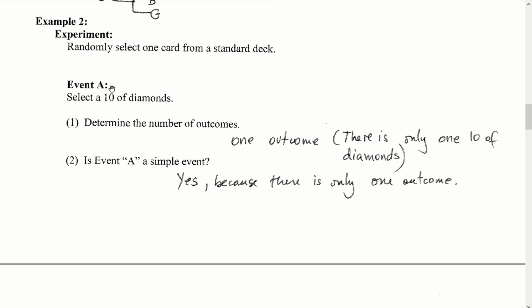Notice that we could tweak this example 2 just a little bit. Had I asked the question, would the event of getting a 10 be simple, then the answer would have been no, because there'd be 4 different 10s in the deck. You have the 10 of diamonds, 10 of clubs, 10 of hearts, and 10 of spades. So that event wouldn't be simple, but getting the 10 of diamonds would be, because it can happen just one way.